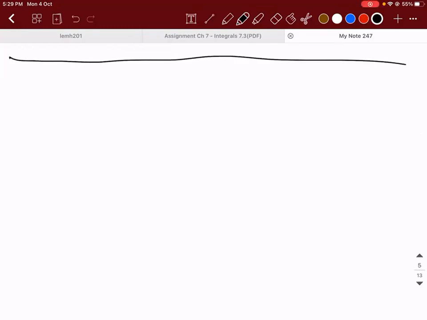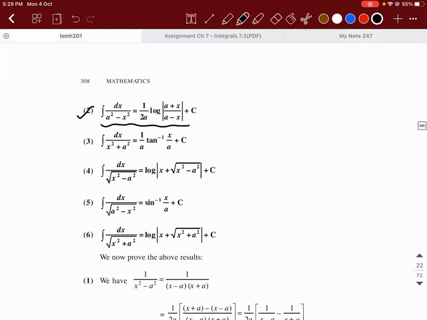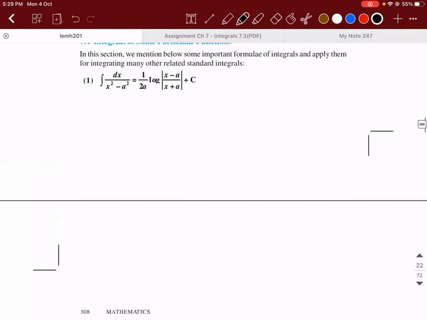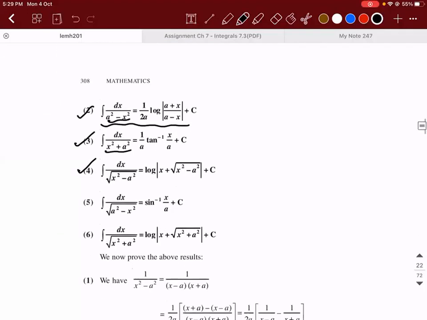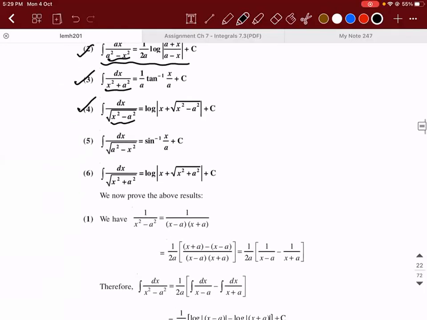Shall I move on to the next one? Yes, sir. 1 by a square plus x square I completed. Integral of dx by square root of, see, the formula is very simple, okay? The next three formulas are 1 by root of x square minus a square, 1 by root of a square minus x square, and 1 by root of x square plus a square.